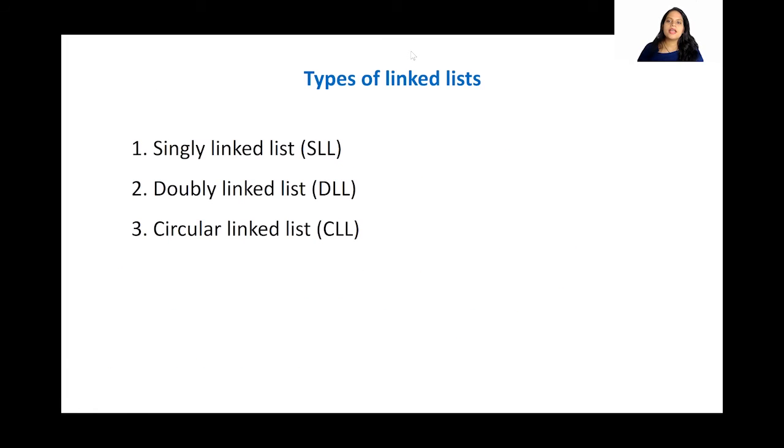Now, what are the types of linked list? There are basically 3 types of linked list. Which are those? The first one is a singly linked list, the second one is a doubly linked list, and the third one is a circular linked list. Now, what is the meaning of this? Let's see them one by one.